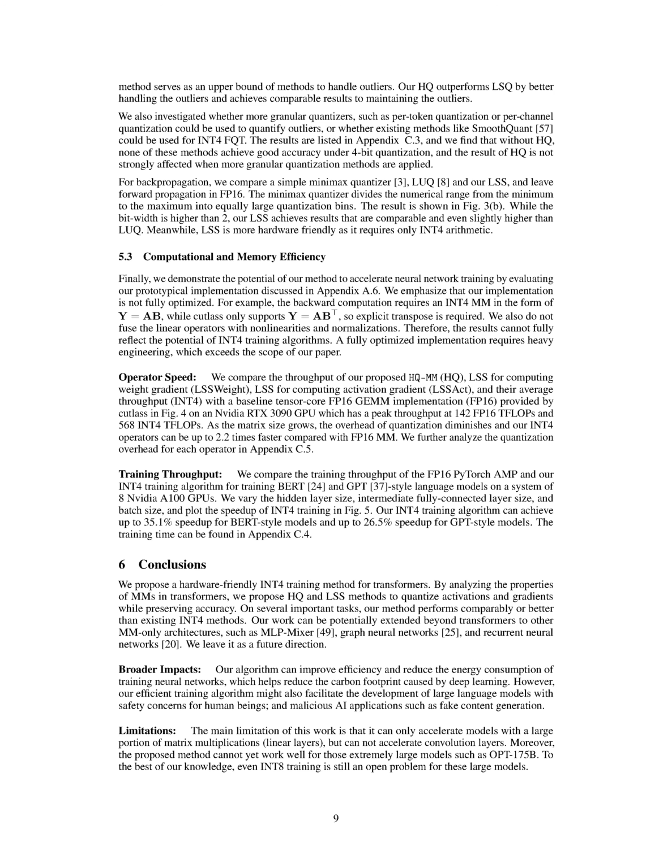Section Summary. The authors compared the training throughput of the FP16 PyTorch AMP and their int4 training algorithm for training BERT and GPT-style language models on a system of 8 NVIDIA A100 GPUs. They found that their int4 training algorithm can achieve up to 35.1% speedup for BERT-style models and up to 26.5% speedup for GPT-style models, depending on the hidden layer size, intermediate fully connected layer size, and batch size. The training time can be found in the appendix.